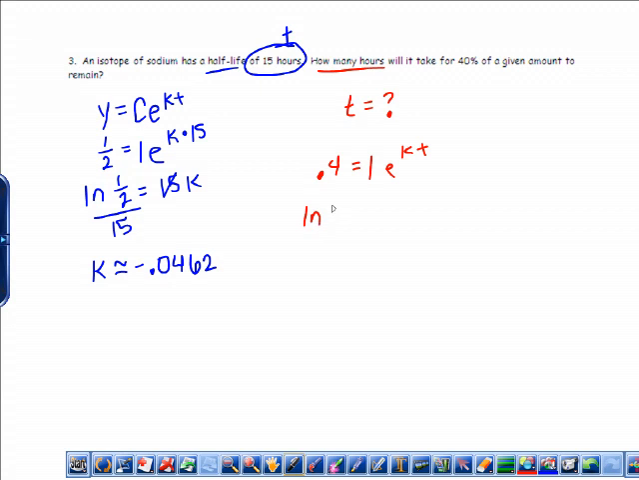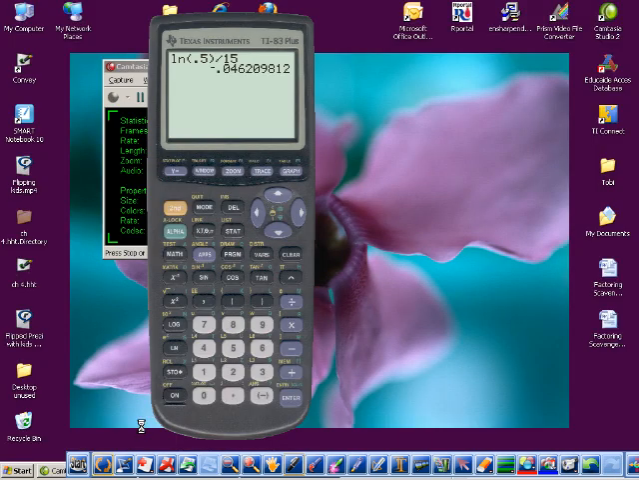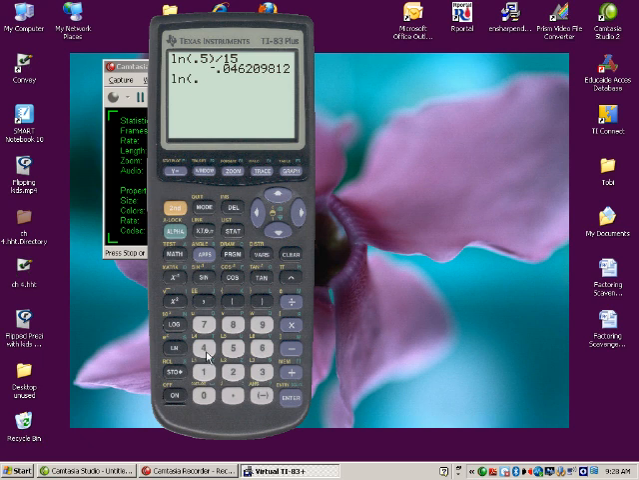Okay, so then we take natural log of both sides. This is what I like about these problems, is we get to skip that dividing step. And then we're going to divide by, in this case, K, because that's the constant, and so that will give us our time. So natural log of 0.4 divided by K. And there you go.